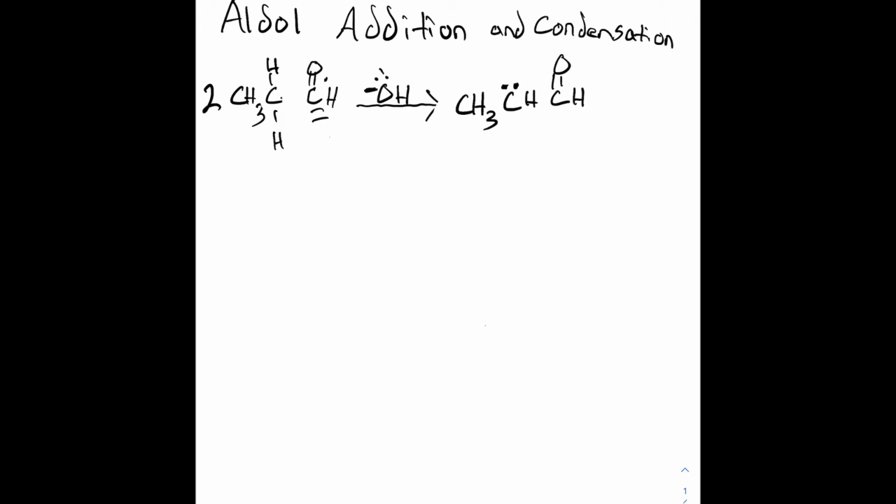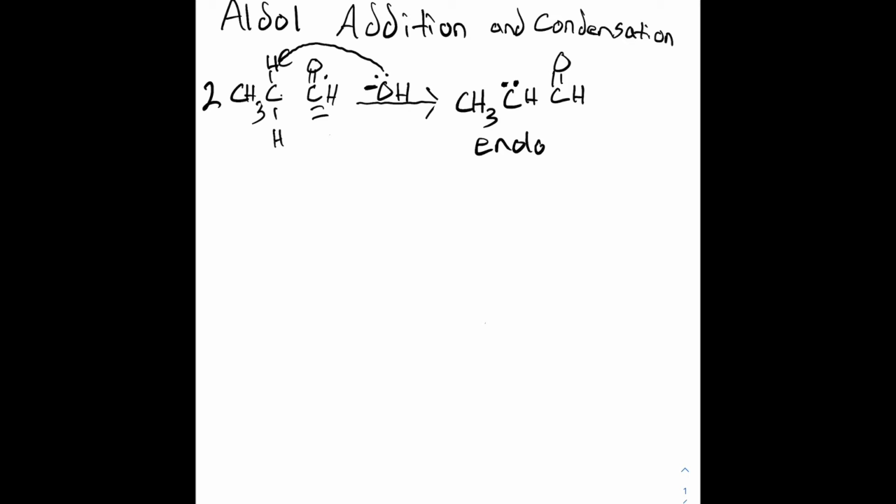So this lone pair of electrons is going to reach out, take one of these hydrogens, and it's going to leave the lone pair of electrons on the carbon, as we see over here. This is called an enolate ion. It's an intermediate ion in this addition reaction. From here, you're going to have this enolate ion attack another equivalent of the aldehyde.